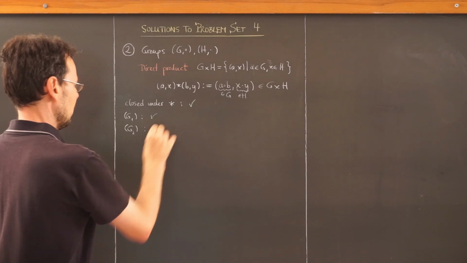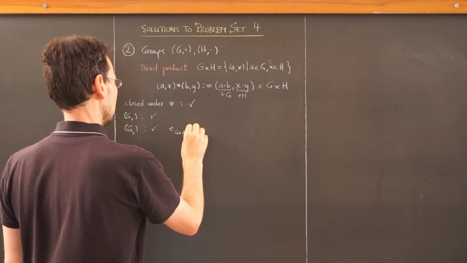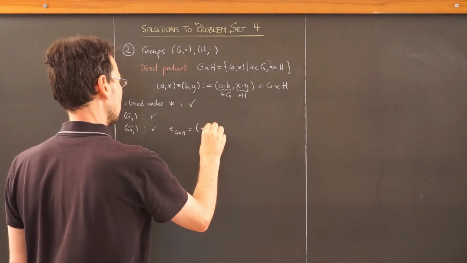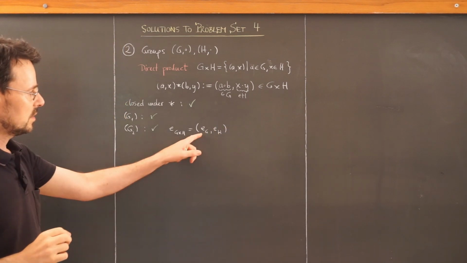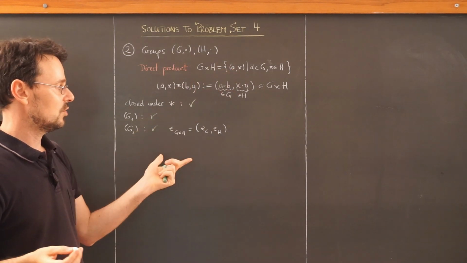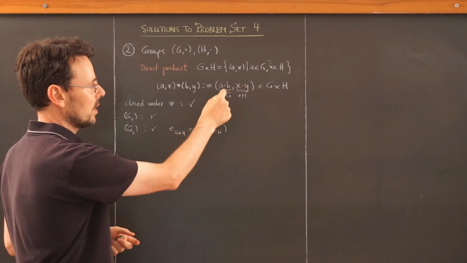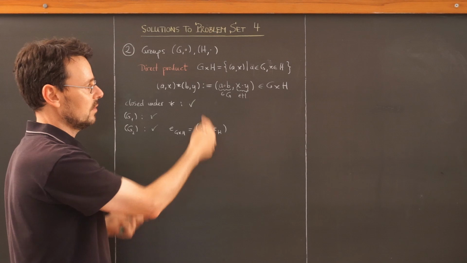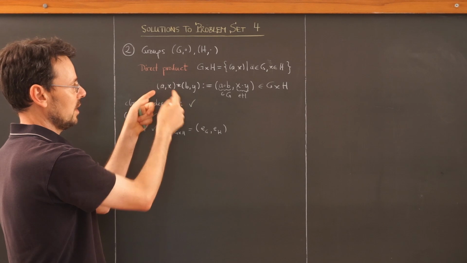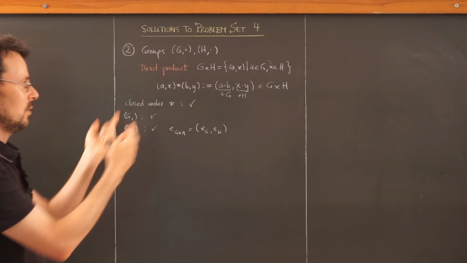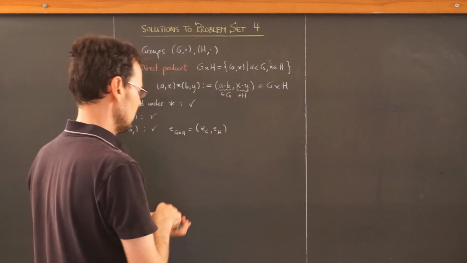So then, is there an identity? Of course. The identity of our direct product is simply this tuple consisting of the identities of G and H. And now if you compose any element with that, then component-wise you compose with the identity of the corresponding group. So here you get A and here you get X if you combine AX with this. So again, you get AX and also from the other side. So this here is clear.